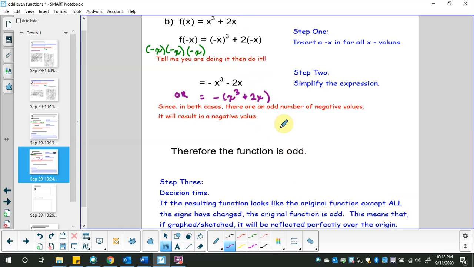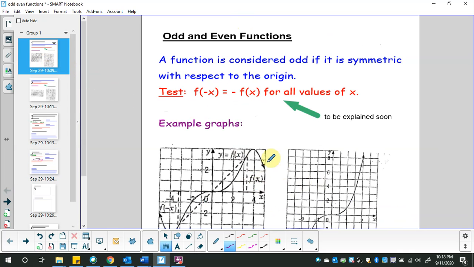So that means that if you took this polynomial function, and remember they aren't always polynomial, but if you took this polynomial function and did all the stuff that we did in the polynomial functions unit to find the characteristics, and then you graphed or sketched it, it would be perfectly reflected over the origin. So it would do the double flip or the swing around, and it would land perfectly on itself.